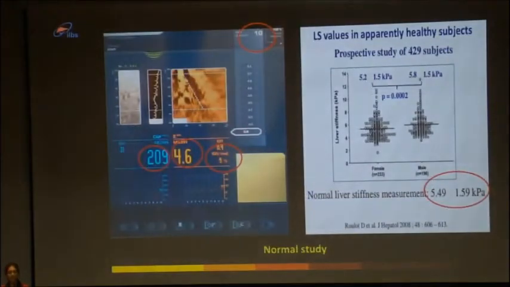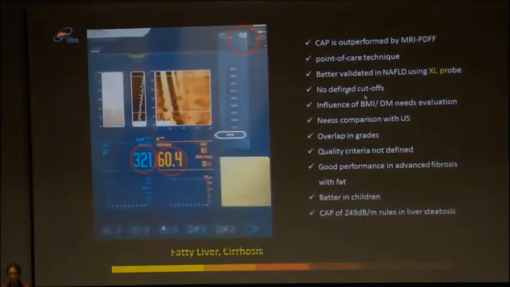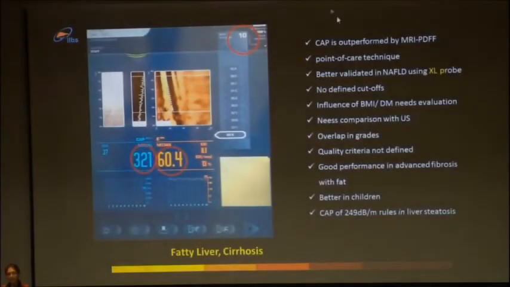Okay, so now this is what the Fibroscan used to look like earlier, or in the new machine it's a little different. So this is a normal study. It's a 1D technique. We take 10 values. Everything is given on the report here, so we must know how to interpret this. Many normal stiffness measurements are given. CAP, they say, has been outperformed by the MRI PDFF sequence. It is a point of care technique.